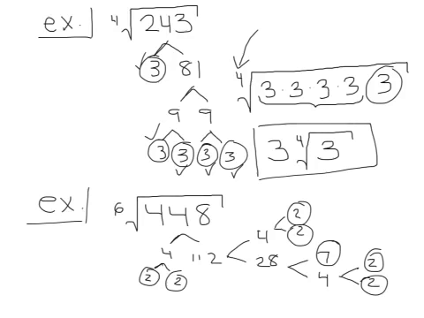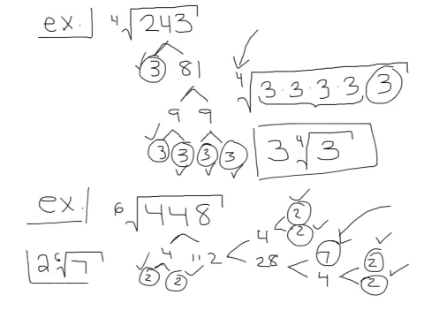Now, we are looking for the same number repeated 6 times because the index again indicates that. So we have 1, 2, 3, 4, 5, 6 2s. So we're going to pull 2 out to the side. This 7, however, does not have another 7 repeated 5 more times. So we are going to rewrite this 7 under the radical with an index of 6. And that is the final answer.